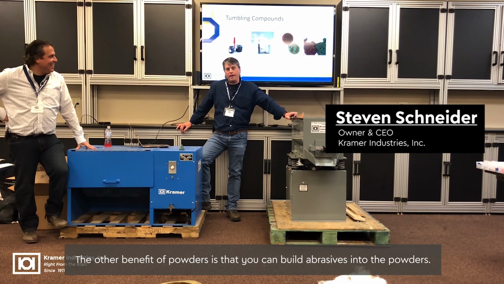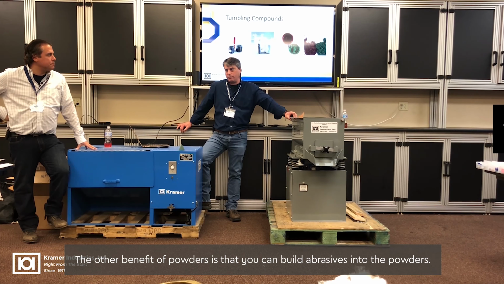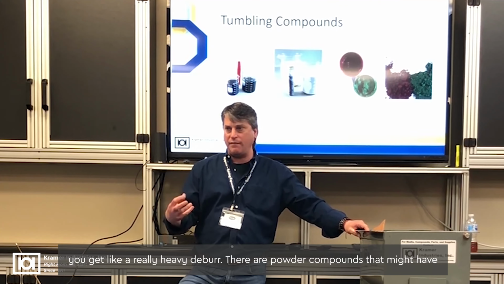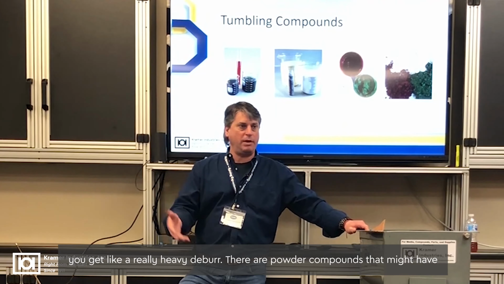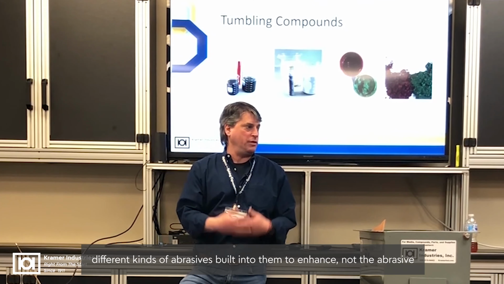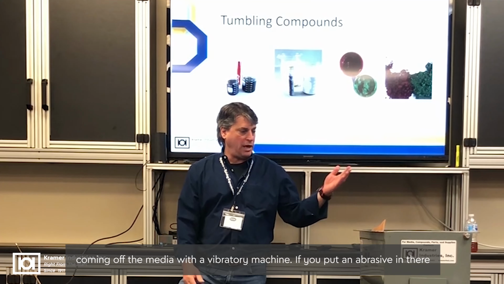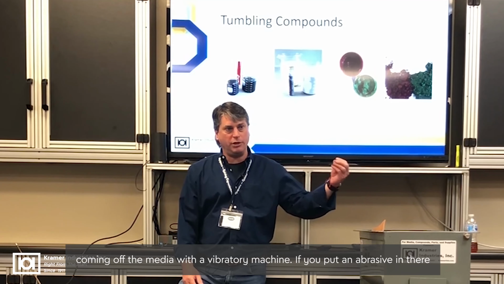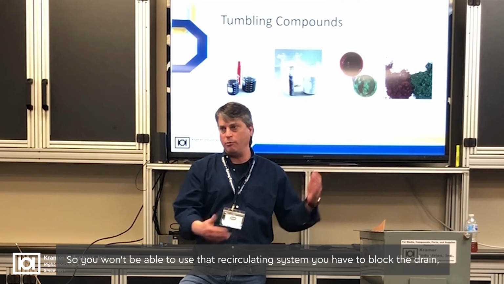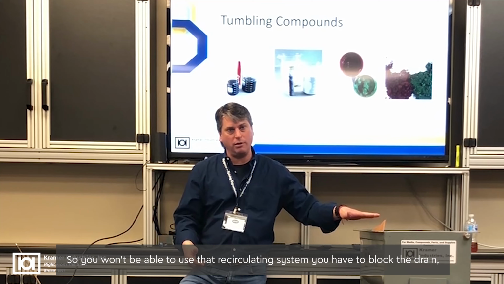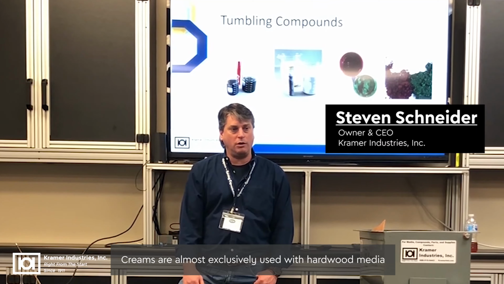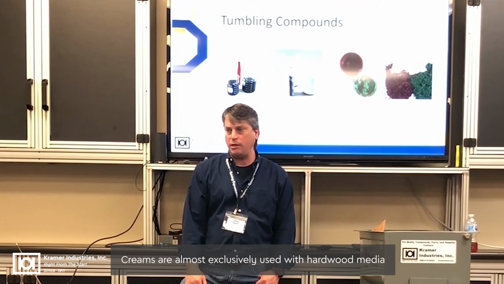The other benefit of powders is that you can build abrasives into the powders. So if you need a more aggressive process in a barrel tumbler to get a really heavy deburr, there are powder compounds that might have different kinds of abrasives built into them, not the abrasive coming off the media. With a vibratory machine, if you put an abrasive in there and have a recirculating system, it just gets flushed right out. So you wouldn't be able to use that recirculating system. You have to block the drain, which is doable, and people do that, but it works better in a barrel tumbler.